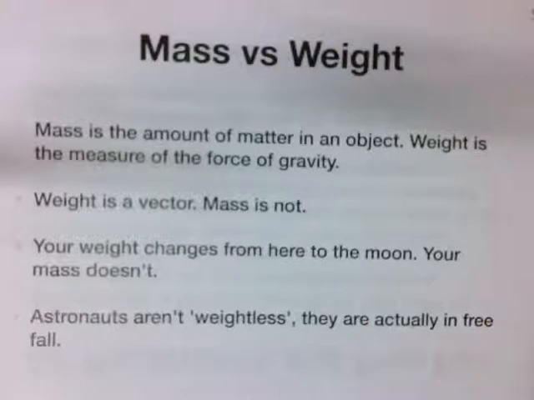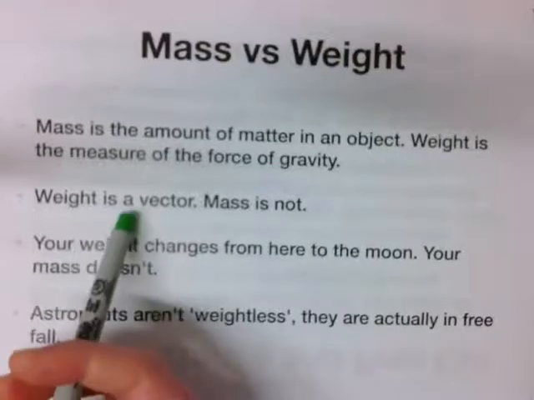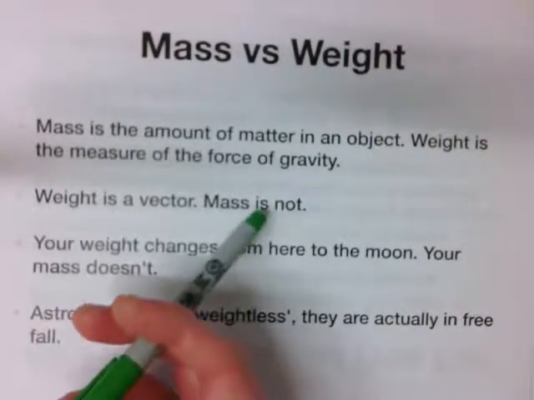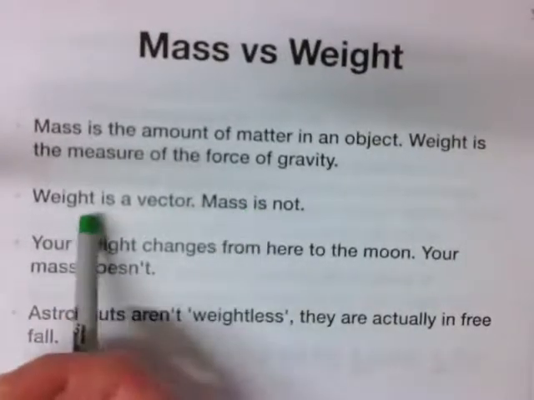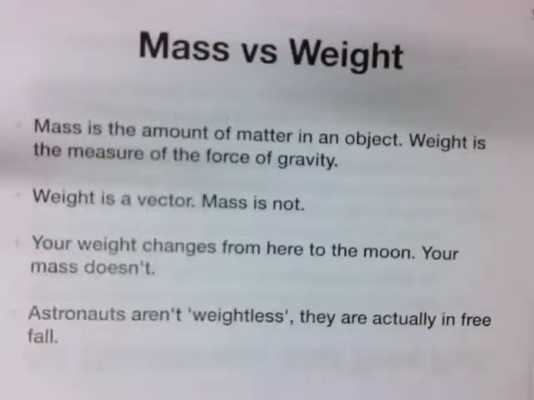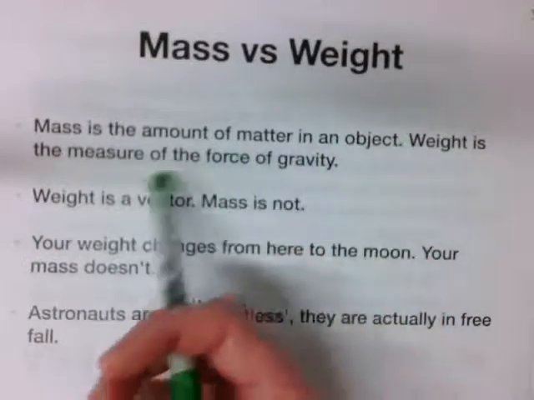Mass versus weight. Mass is the amount of matter in an object. Weight is the measure of the force of gravity. That's an important distinction. Mass and weight are different. Weight is a vector, mass is not. Mass is in kilograms. Weight is in newtons. Weight is the measure of the force.